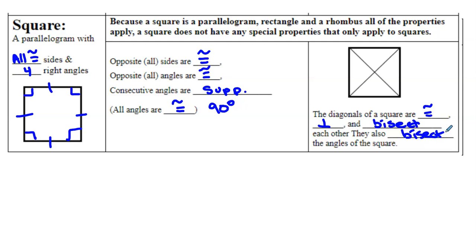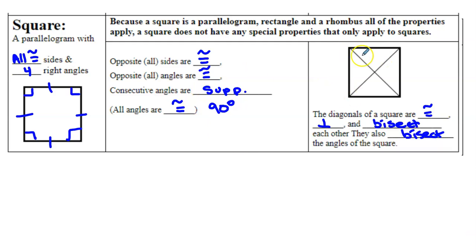So I know this seems like a lot of different things to remember, but basically it's just all of the rhombus stuff and all of the rectangle stuff and all of the parallelogram stuff put together, because a square is all of those things. So if you don't have this copied down, make sure you pause the video and get all of this copied down. This will be really important.